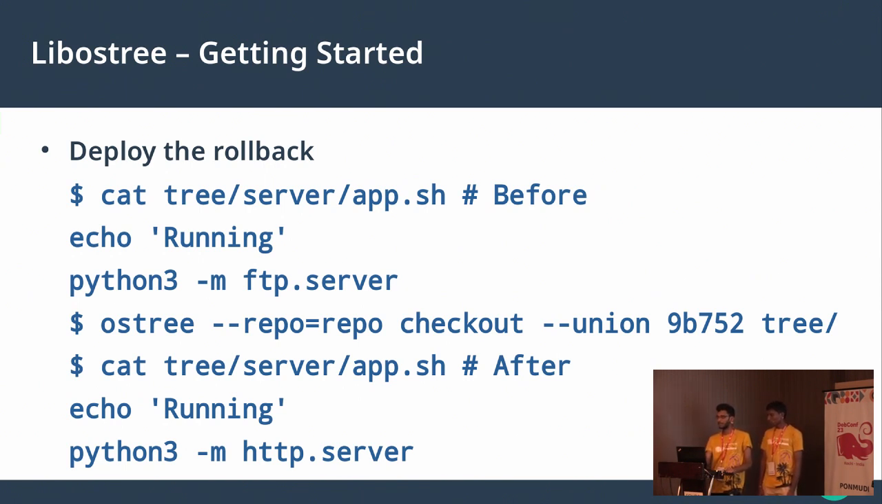So what this union thing does is that it merges the files in OSTree with your working tree. So it merges the files, and I'm checking out the commit called 9b752. And after that, I'm concatenating it again, and you can see it is python3 -m http.server.